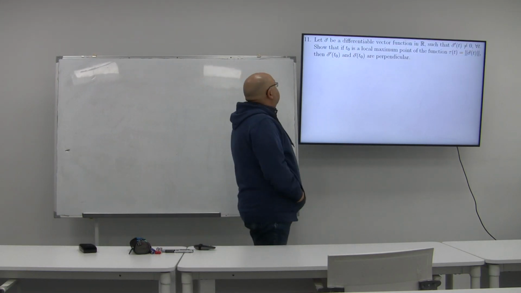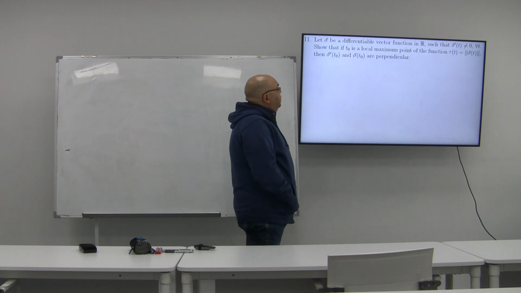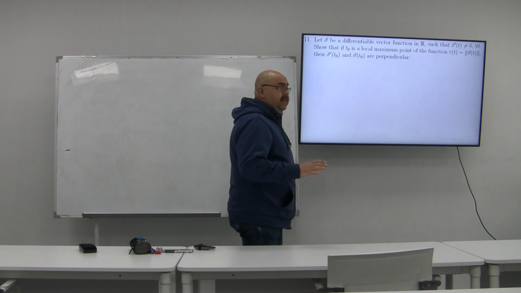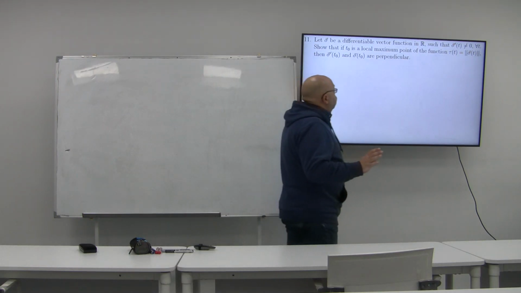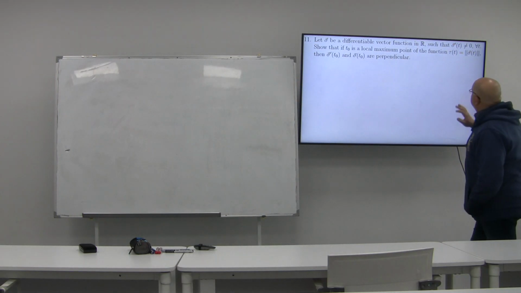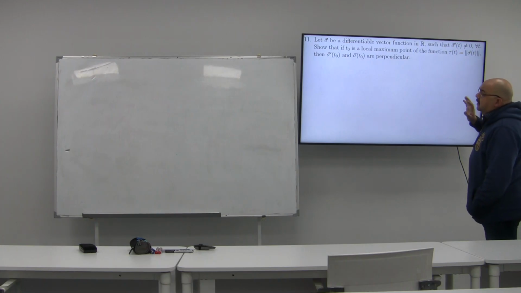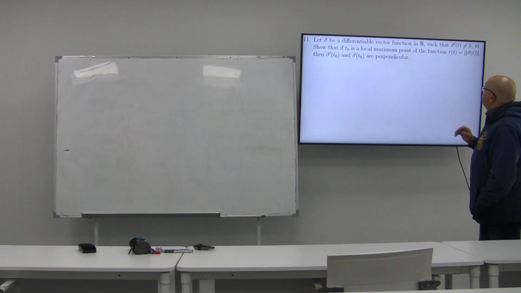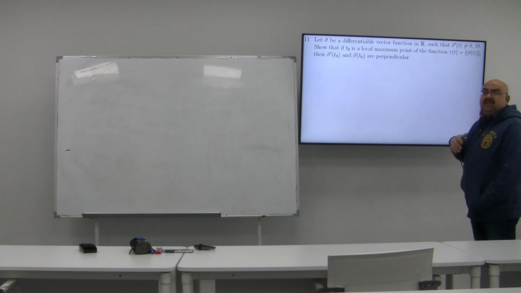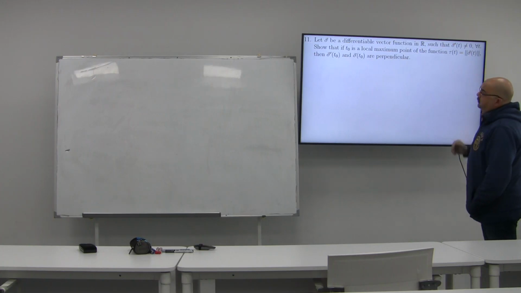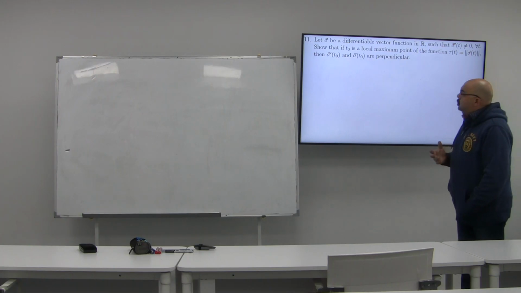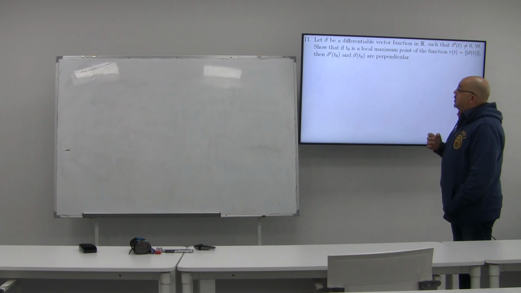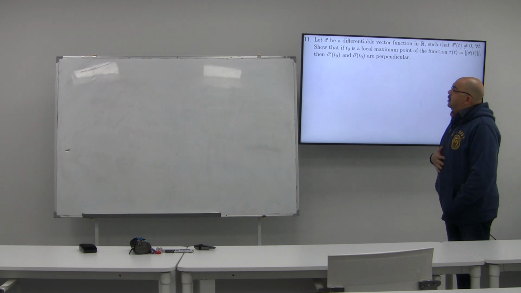For problem number 11, he's telling you, let rho be a differentiable vector function in R, such that rho dash of t doesn't equal 0 for every t. Show that if t naught is a local maximum point, so we need to check what's the condition to have a local maximum point of the function tau of t, which is simply the magnitude of rho of t, then rho dash and rho of t are perpendicular to each other.